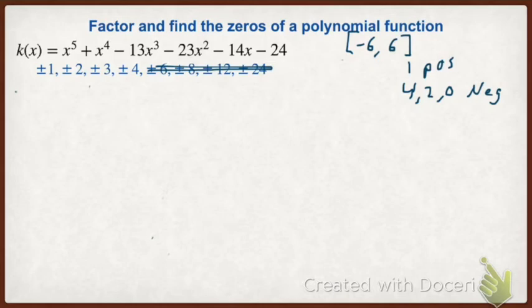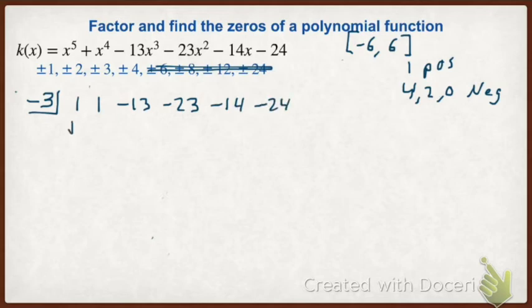And then it's just a question of which one you want to try first. It's your call. We could try -3 or -4. I'm going to try -3. We'll see what happens. This sort of splits it up again. So you have -3, we're going to plug it into 1, 1, -13, -23, -14, -24, and we test.